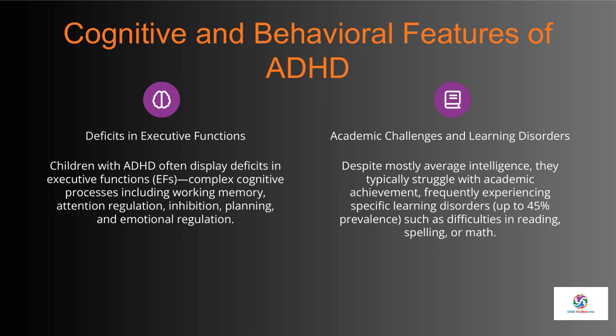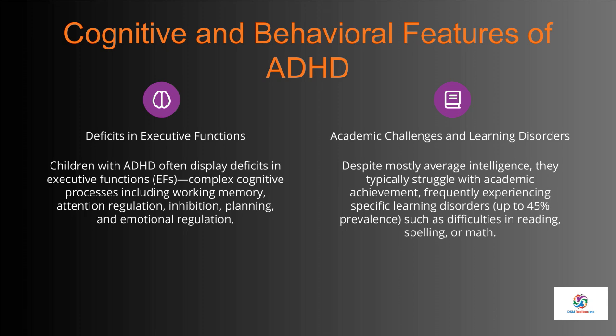Another important point is the impact on academic performance. Even though children with ADHD usually have average intelligence, they often face significant challenges in school. Many of them experience specific learning disorders, up to 45%, which can make reading, spelling, or math particularly difficult. These struggles aren't due to a lack of ability, but rather the difficulties in processing and organizing information that come with ADHD. Understanding these cognitive and behavioral features helps us better support children as they navigate their academic and daily lives.